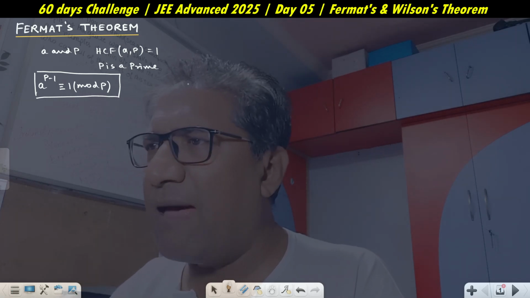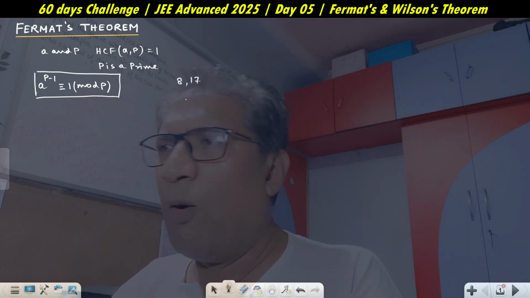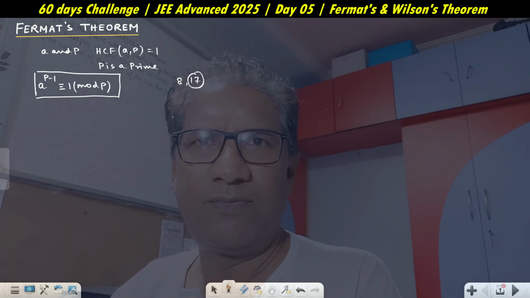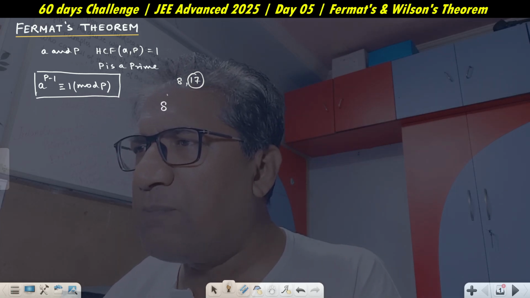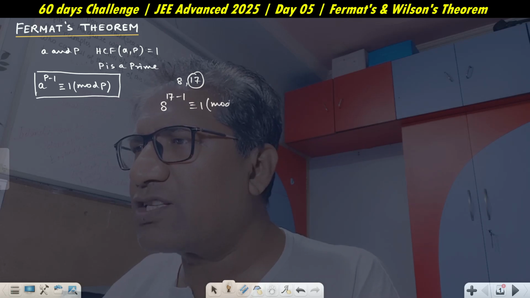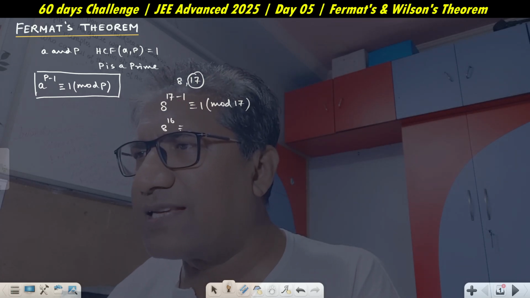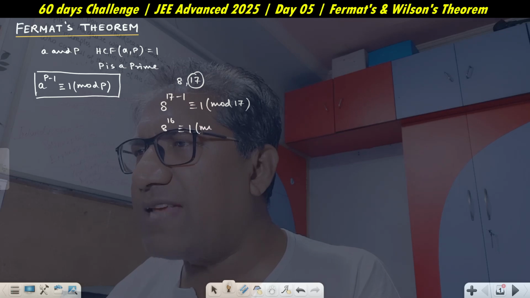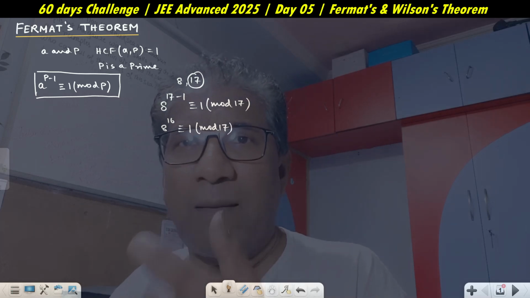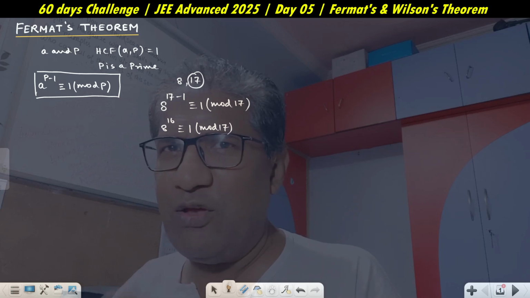Let us take an example, let us say 8 and 17. Both are co-prime to each other. At the same time, 17 is a prime. So we can write 8 to the power 17 minus 1, that is 8 to the power 16, is congruent to 1 modulo 17. That is, when 8 to the power 16 is divided by 17, the remainder is 1. Straight away we get that. That's the beauty of Fermat's theorem. Is this theory clear to us?